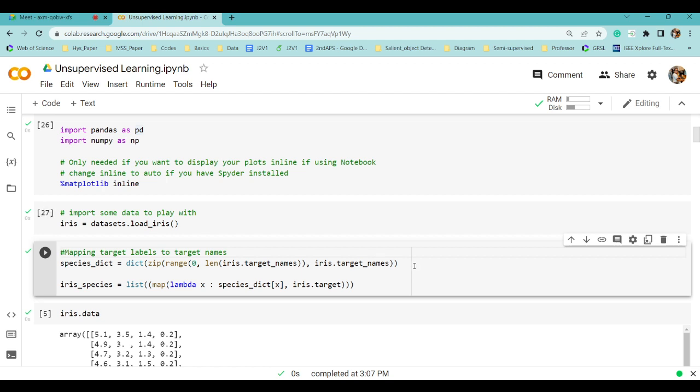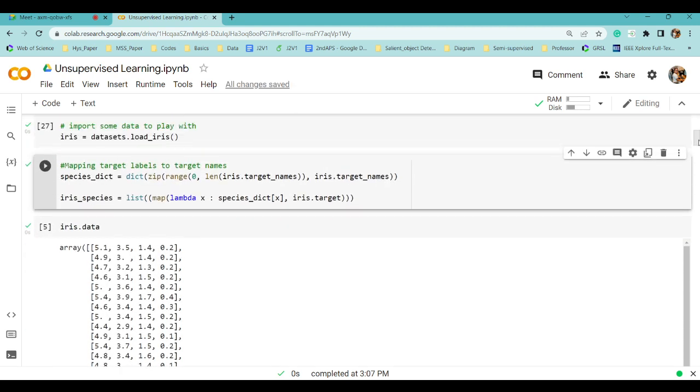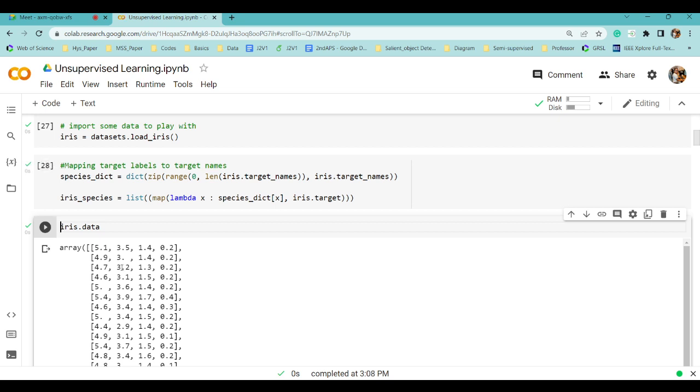Now we have to know the target names. This is the species dictionary which we are taking, and we are telling it to take the target names of the iris dataset, which we have already discussed, along with the four attributes which we need to take. So we need to take their value points, right? And now we need to see what data is available in iris.data.